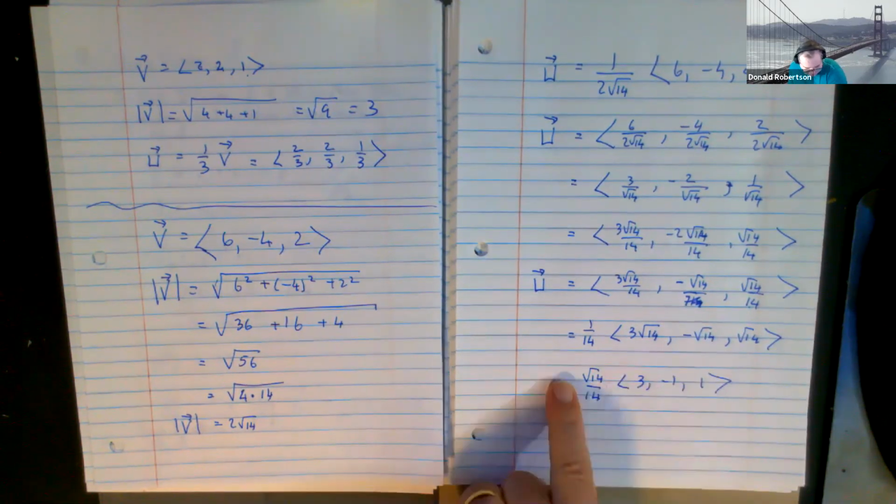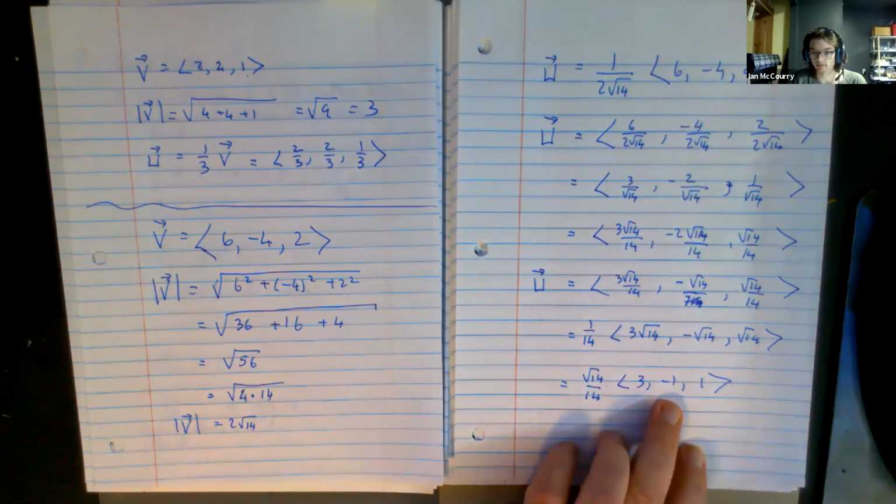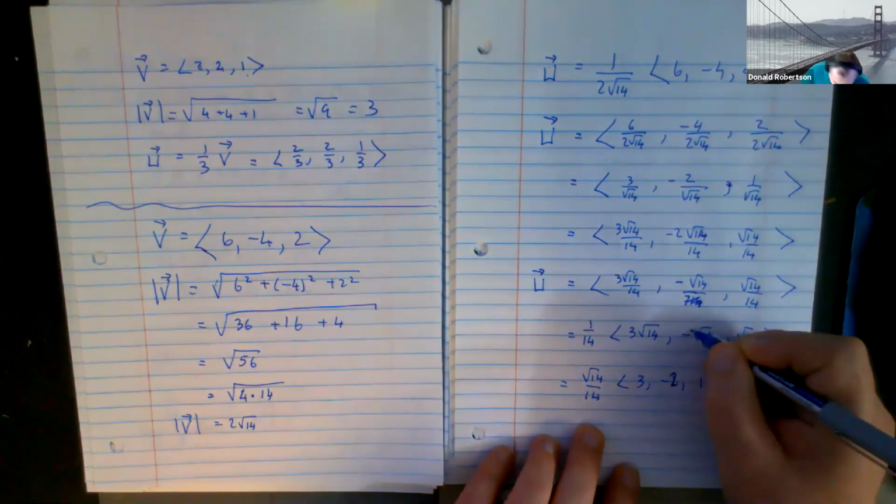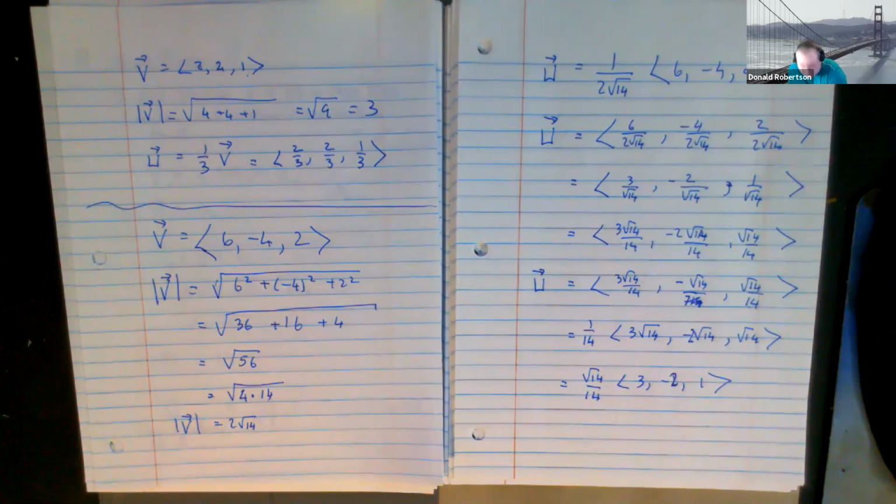Pulling out a common factor. The middle term and the 1 over root 14 should be negative. Oh, it should be that 2. Yep. Okay. Fixed it. You agree with me now?